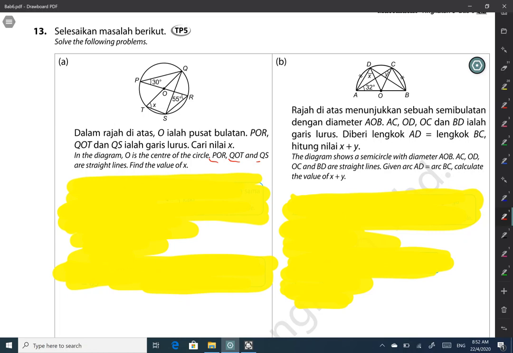So we look at question 13. Triangle to find the angle. Okay, let me see the question first. We know that PQX, and then PRX is from the same arc. That means this one is 55, this one also 55.